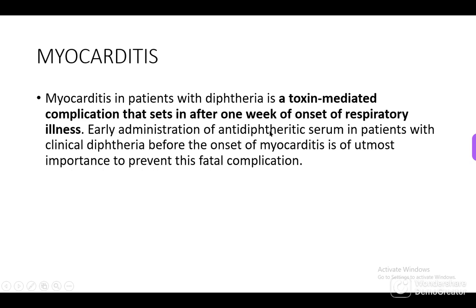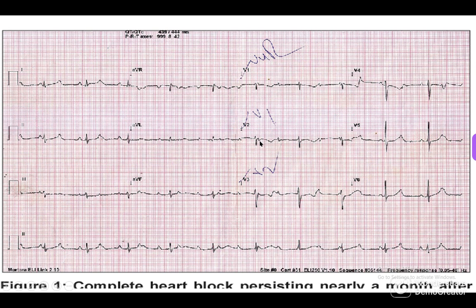Early administration of the anti-diphtheric serum, ADS, in patients with clinical diphtheria before the onset of myocarditis is of utmost importance to prevent this, because you have to give the anti-diphtheric serum. If you see anything and think there may be a possibility of diphtheria in this patient, please give the ADS at once. They are available in Cosser Medicos and in the Time Medicos. If you write it down, they will provide you in 1 day.